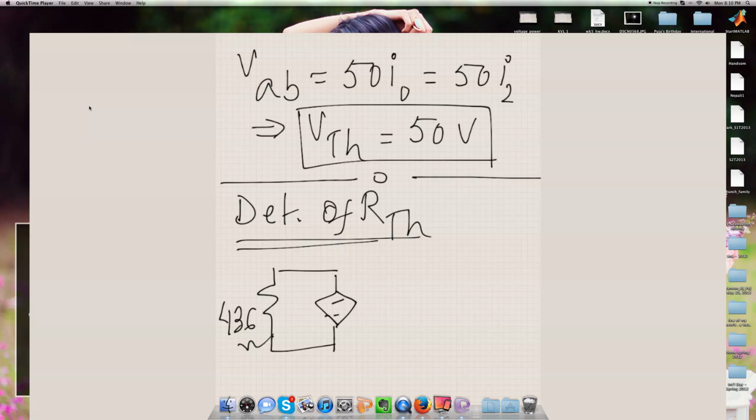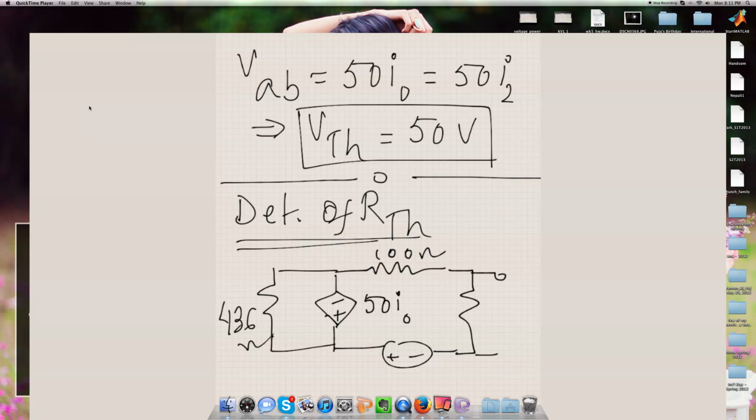Minus on the top, plus on the bottom. This is 50 times I naught. What else? We have this fellow, 100 ohm on the top. And down below we have the voltage source, plus and a minus. And we have this fellow, 50 ohm here.